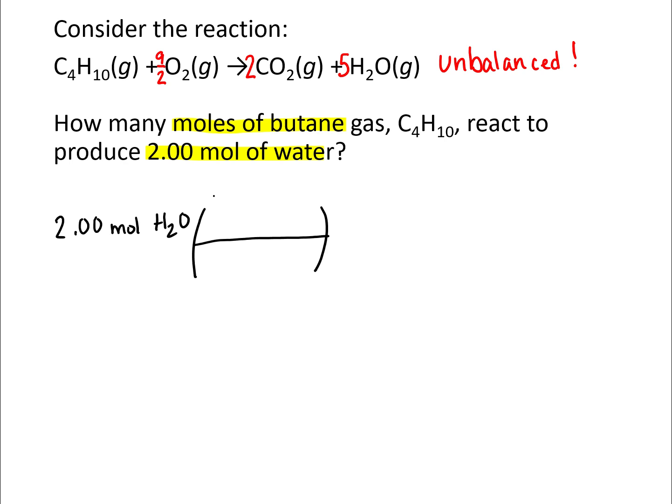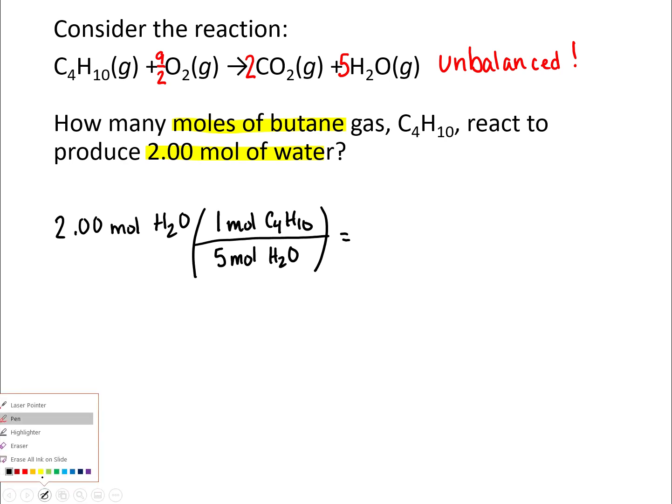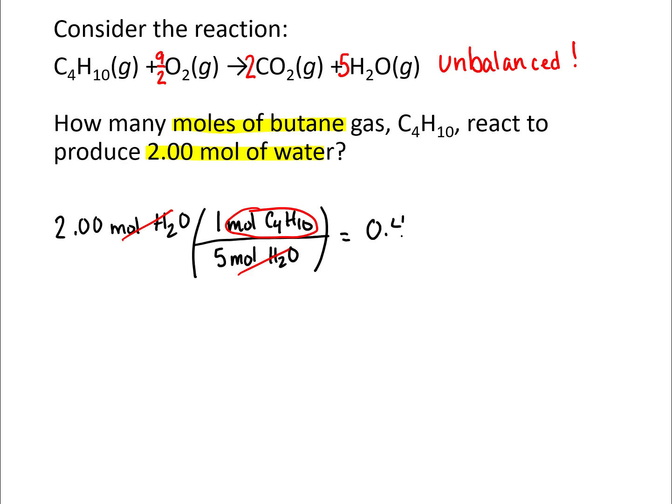From the balanced chemical equation, we've got 1 mole of butane for every 5 moles of water. So when you divide 2 by 5, you get 0.4 moles of butane.